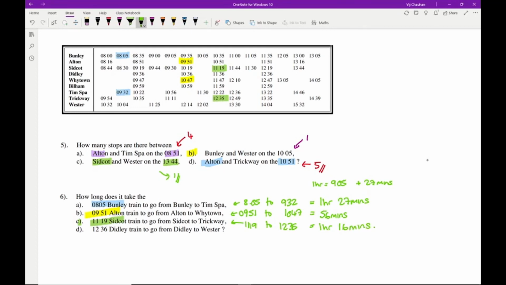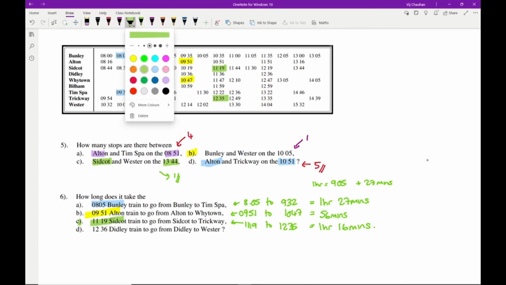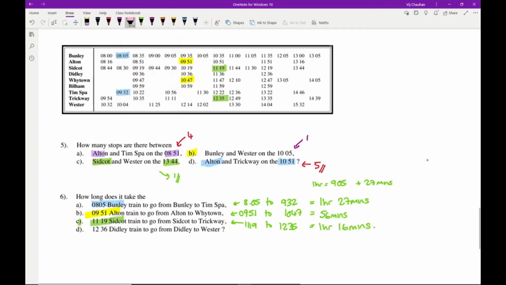And then finally the 12:36 Diddley train. So let's use pink for this one. So we've got 12:36 to Diddley, so we find the 12:36 Diddley train, which is here, and that stops at Wester at 14:04. So for this one, what I need to do is work out the time difference between 12:36 to 14:04. So here again, one approach you might want to do is, let me work from here.